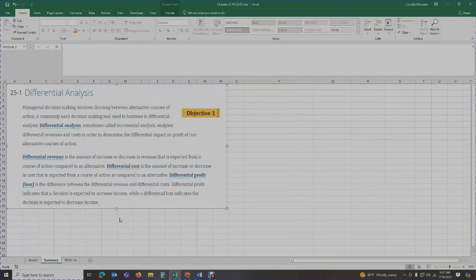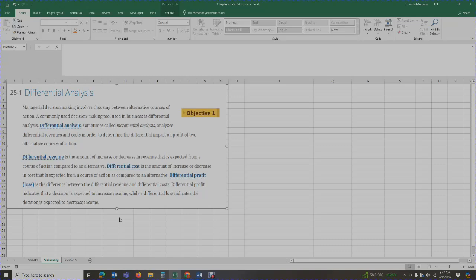According to our textbook, this is coming straight out of the book, managerial decision making involves choosing between alternative courses of action. This is what management does all the time. They have to make decisions. A commonly used decision-making tool used in business is differential analysis. Differential analysis, sometimes called incremental analysis, analyzes differential revenues and costs in order to determine the different impact on profit of the two alternative courses of action. So we're comparing how much income we are going to be generating out of alternative 1 and alternative 2, the same as with costs, and figure out what's going to happen.